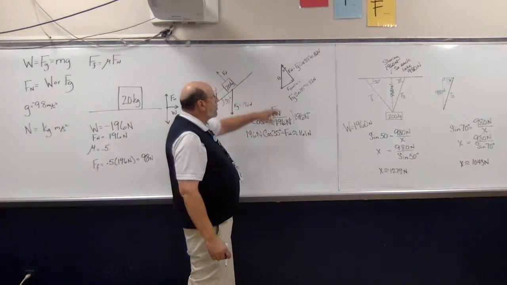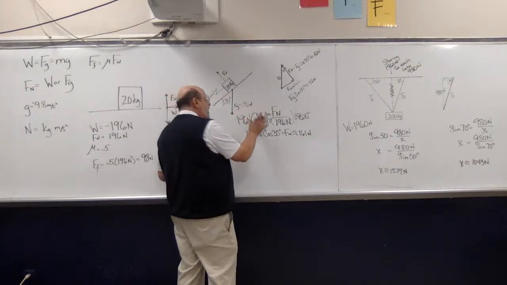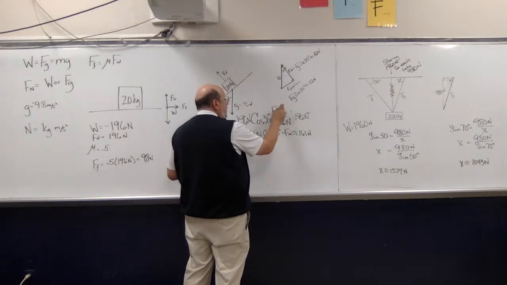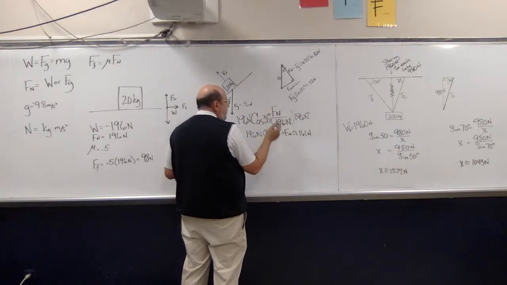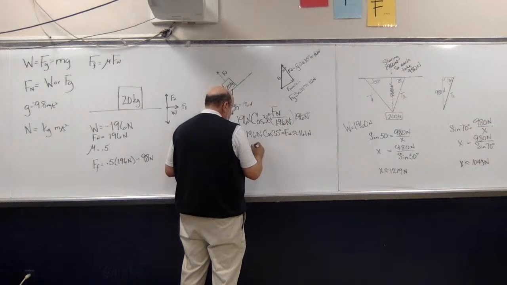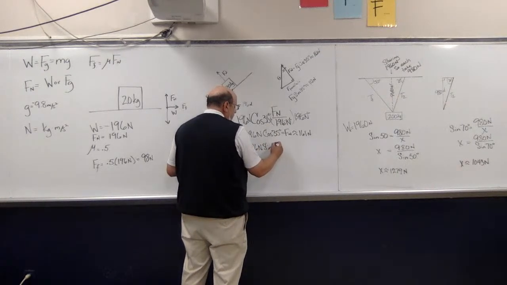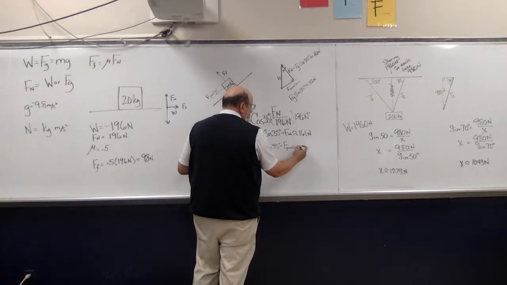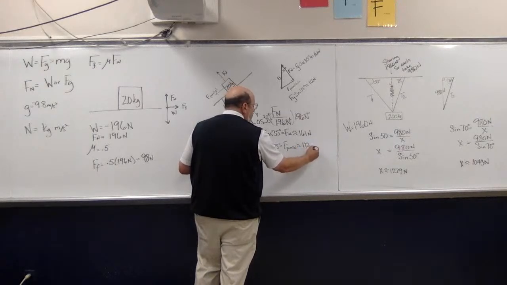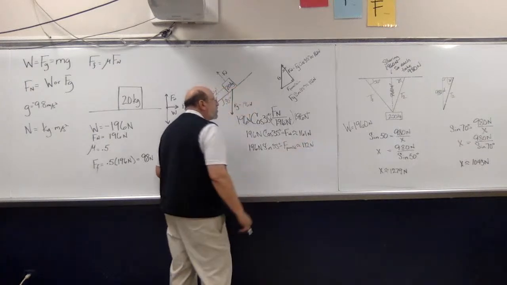The same thing holds true here. It would be the sine of 35 is force parallel over 196. We multiply both sides by 196. So it is the same thing. 196 newtons times the sine of 35 degrees gives me my force parallel. And it's just about 112 newtons. And that seems reasonable, right?